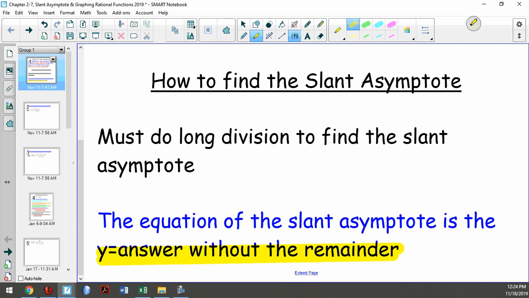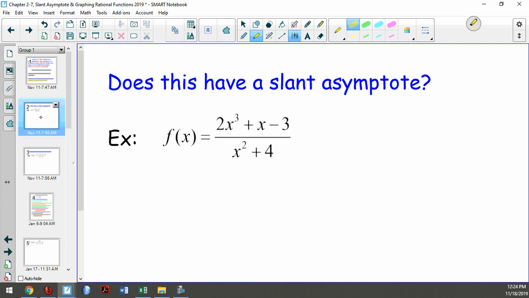Okay? An example. Does this have a slant asymptote? So the very first thing you're going to do is simplify both the top and the bottom. Can I factor the numerator? No. Can I factor the denominator? Can I factor x squared plus 4? No, I cannot. I cannot factor that into 2 binomials. So that means this is as far as it can go. So n is going to be 3, which is the degree of the numerator. m is going to be 2, which is the degree of the denominator.